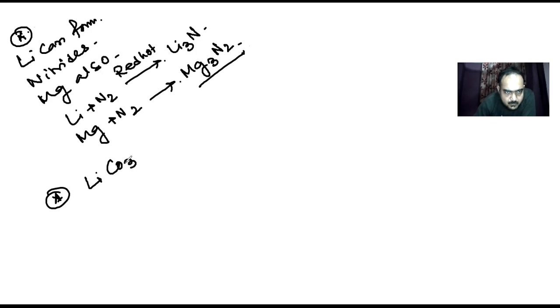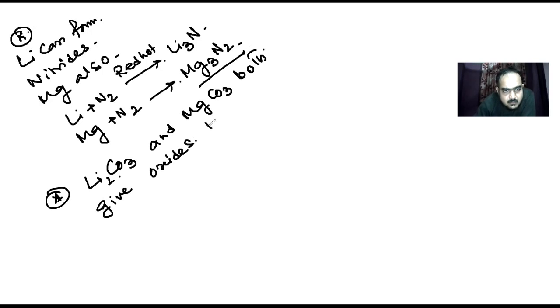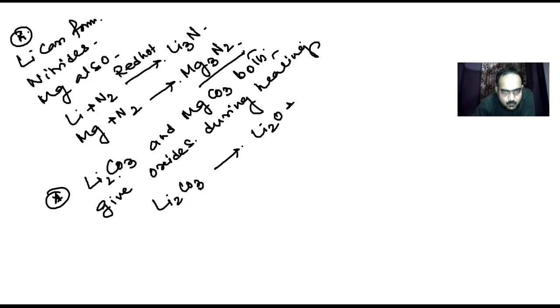Number two, lithium carbonate and magnesium carbonate both give oxides during heating, such as Li2CO3. This will give you Li2O plus CO2. Magnesium carbonate, MgCO3, this will also give you magnesium oxide.